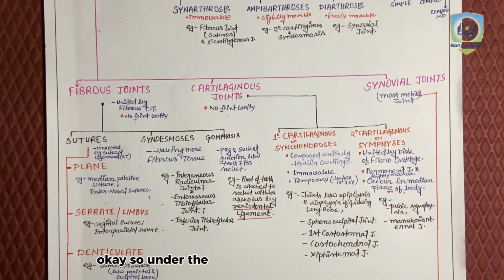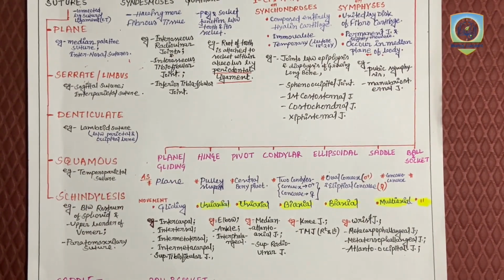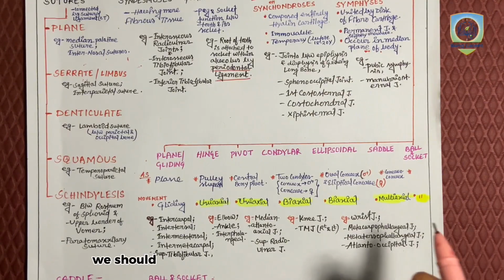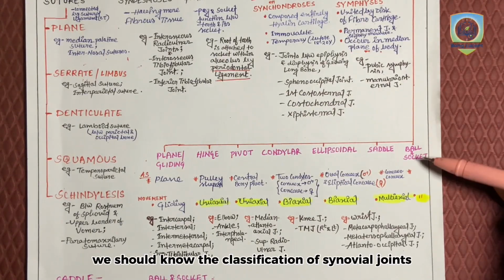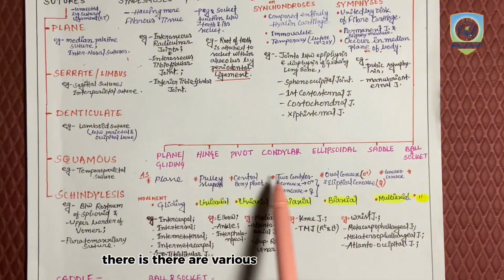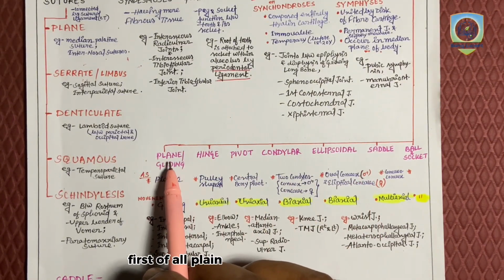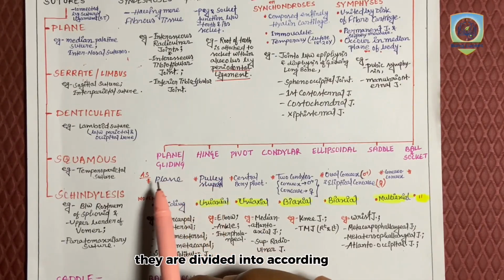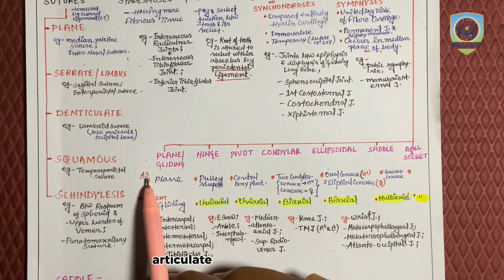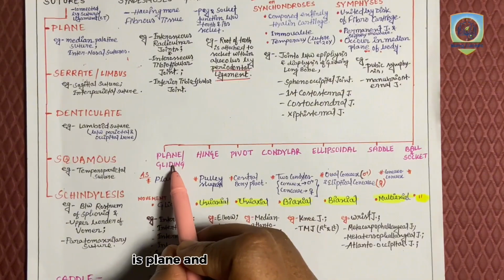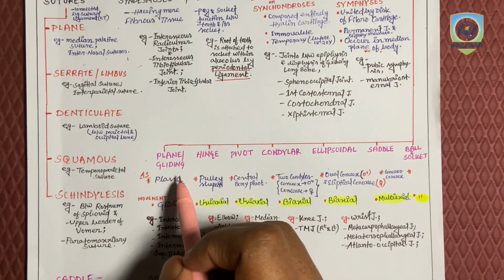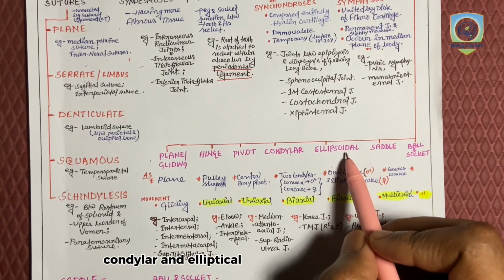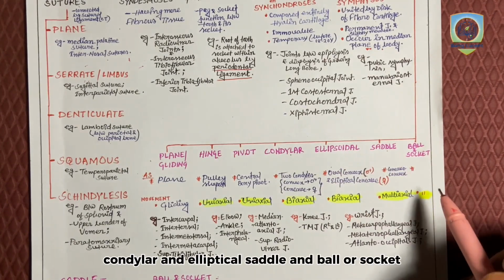Under the structures of the synovial joints, we can see different structures. Before going to that, we should know the classification of synovial joints. There are various types of synovial joints, divided according to the articular surface. The first type is plain or gliding, the second is hinge, then pivot, condylar, ellipsoidal, saddle, and ball and socket.